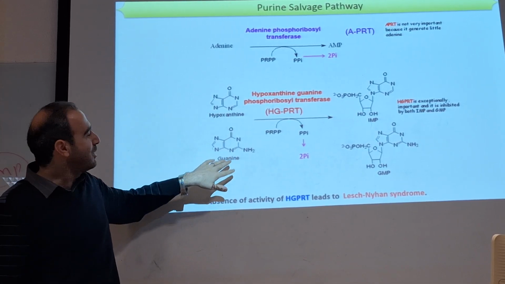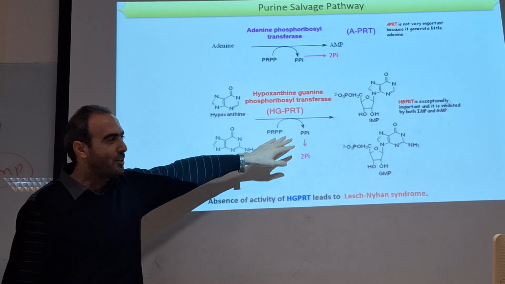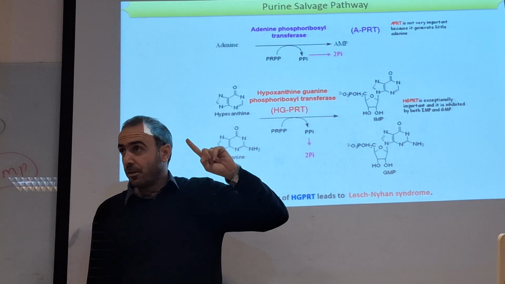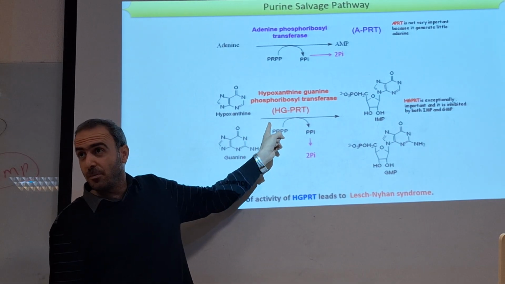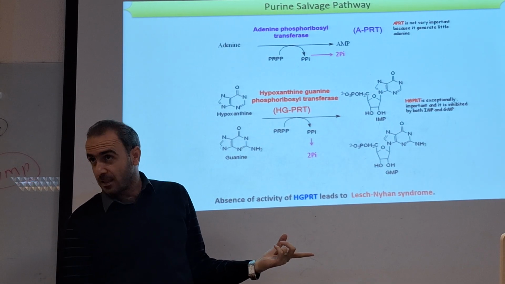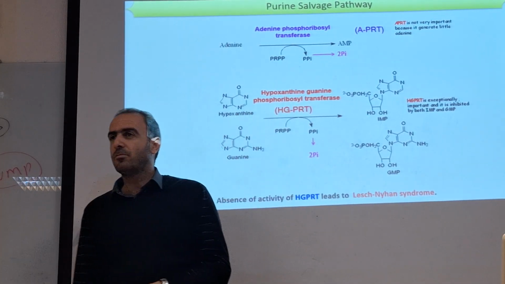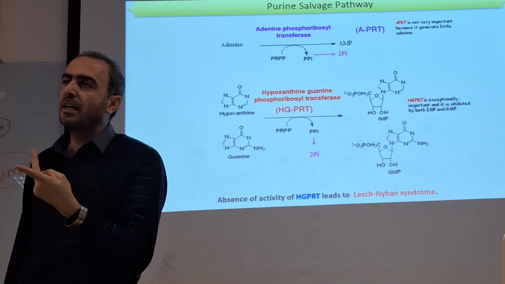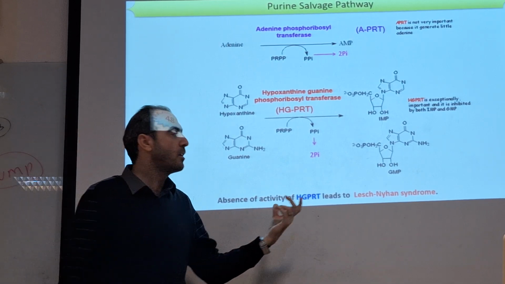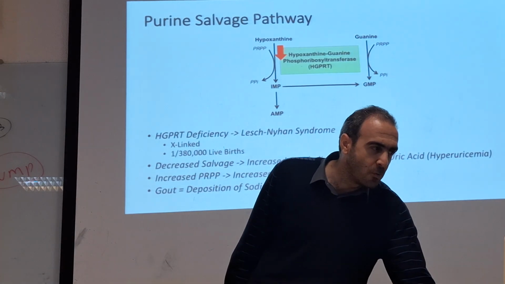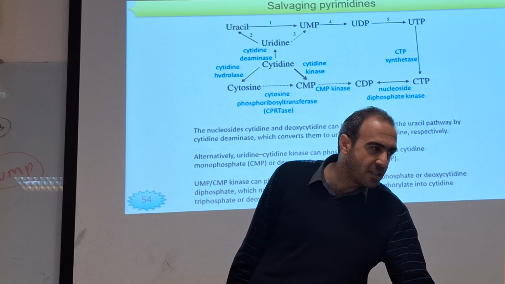So hypoxanthine and guanine together convert to IMP and GMP. If we have a dysfunction in this enzyme, it leads to the syndrome known as Lesch-Nyhan syndrome. They are the names of two scientists who discovered this disease, Lesch-Nyhan syndrome. So let's go to Lesch-Nyhan syndrome. What is that?